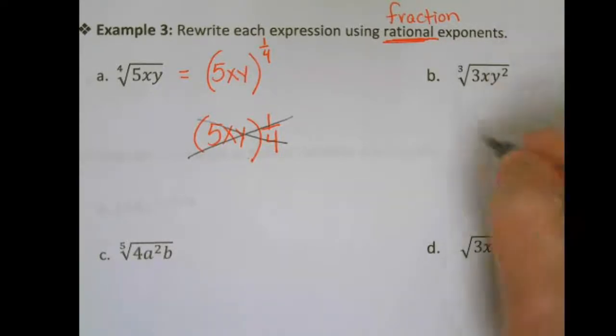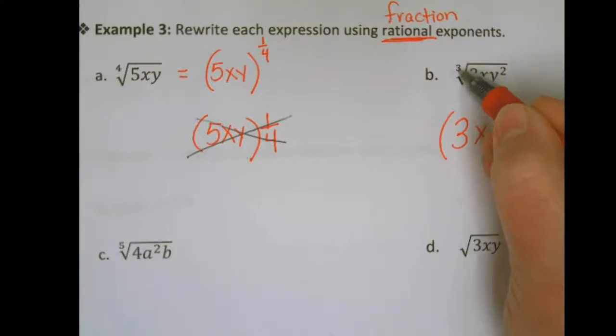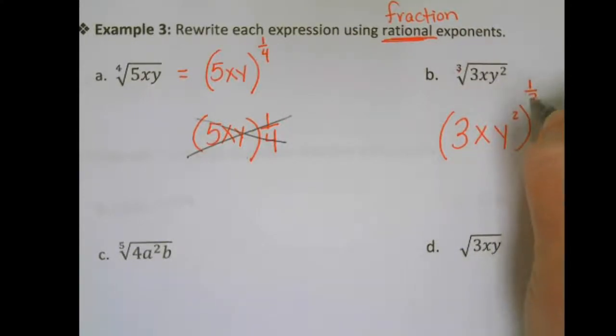Don't be sloppy. So this is going to be 3xy squared. Index of 3 becomes 1/3 exponent.